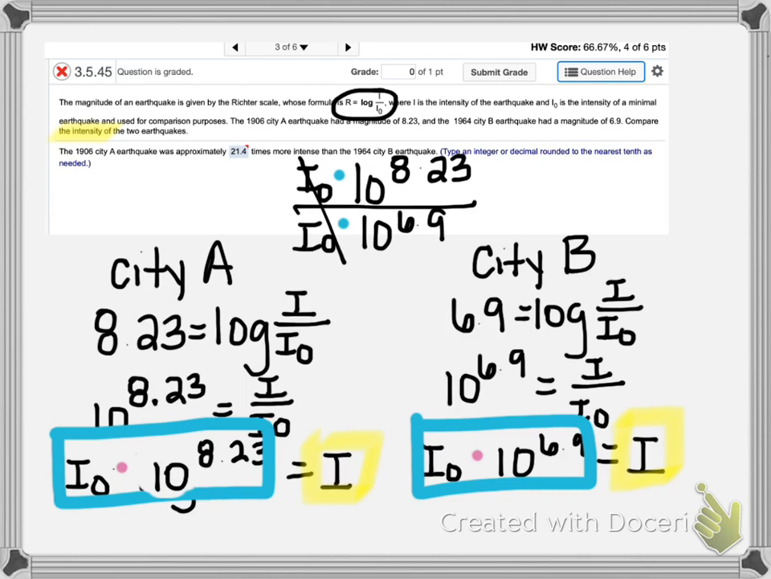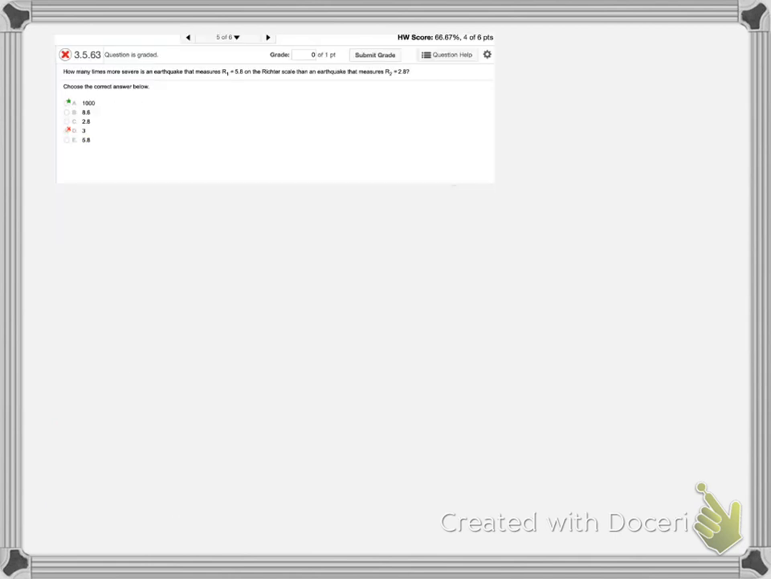All right, so we're going to use that same concept. I believe you also got number 6 wrong with the Richter scale. So I'm going to use that exact same concept, same formula, same everything. And remember, the formula is R equals the log of the intensity over the minimum intensity, I sub 0. It says, how many more times severe was the earthquake with a Richter scale of 5.8 compared to the Richter scale of 2.8?